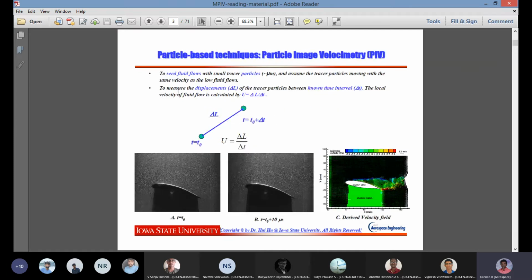As I mentioned earlier, a seed particle is a small tracer, in terms of micron size. We capture using image correlation. As I told you, with the help of a double exposure camera, you can vary the time delay, such as 10 microseconds. You can capture the two frames and go for a one-to-one correlation between the two images, and find the distance between the particles. We find your delta L, and we know the time. From that, we get your velocity.